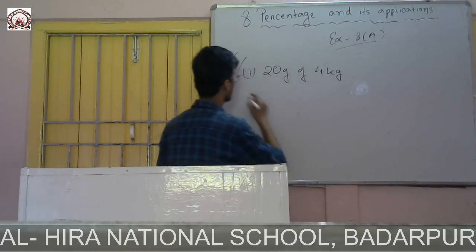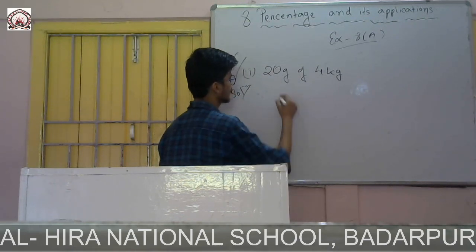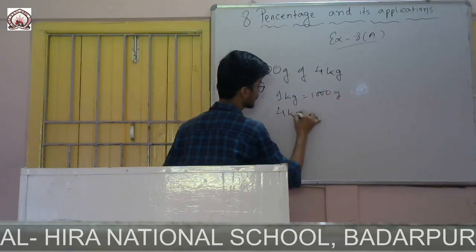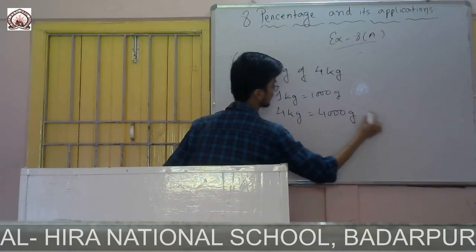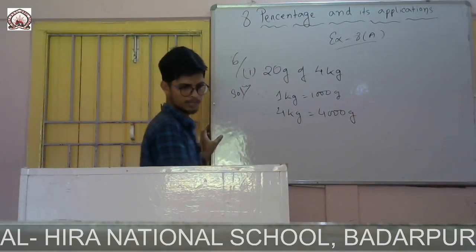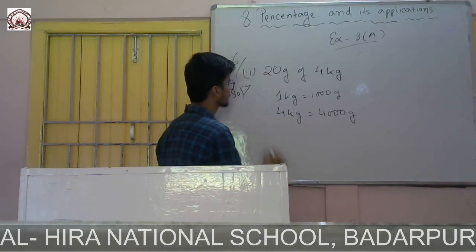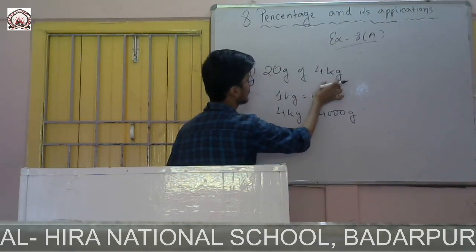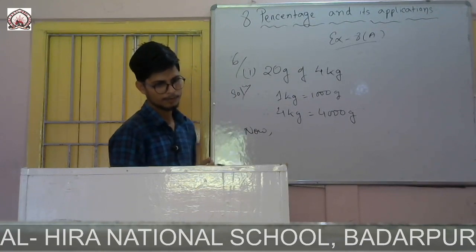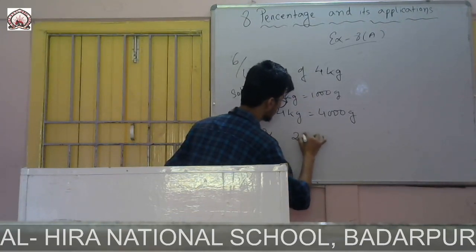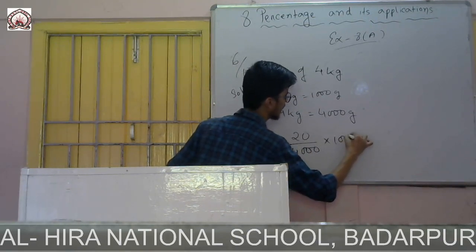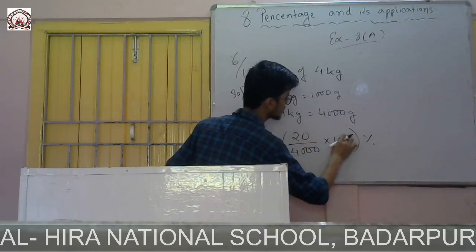So you write first of all, after writing solution, since 1 kg equals 1000 gram, therefore 4 kg will be equal to 4000 gram. Now the question is, you write, therefore, 20 gram of 4 kg. So that means the total amount is 4000, so I will divide it by 4000. And the question is to find the percentage, so I will multiply it by 100. Then only I can give the percentage sign.